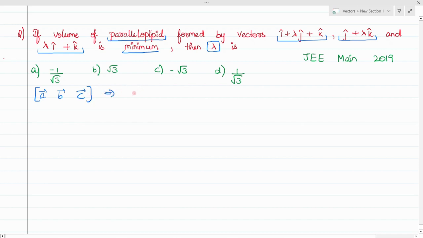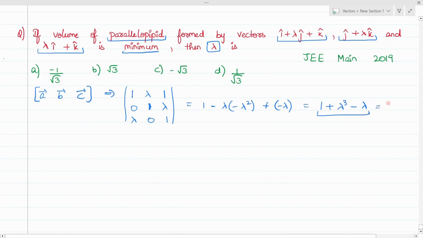So from here we can calculate that it is the determinant of the matrix with rows 1 lambda 1, 0 1 lambda, lambda 0 1. Just calculate its determinant. You will get 1 minus lambda into minus lambda square plus minus lambda, that is 1 plus lambda cube minus lambda. Assume this thing as f of lambda, some function of lambda.